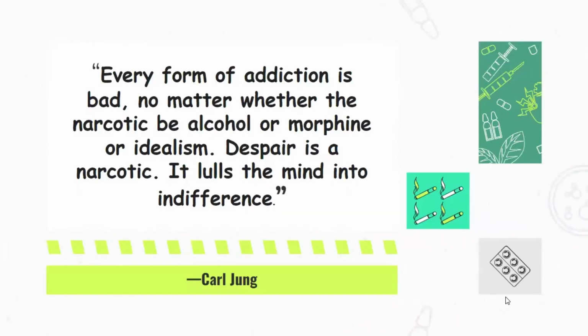So here we have a quote by Carl Jung, which reads, "Every form of addiction is bad, no matter whether the narcotic be alcohol or morphine or idealism. Despair is a narcotic. It lulls the mind into indifference." So even though it is a good quote, I think it can be misleading where it is classifying alcohol as being a narcotic when alcohol is really a depressant.